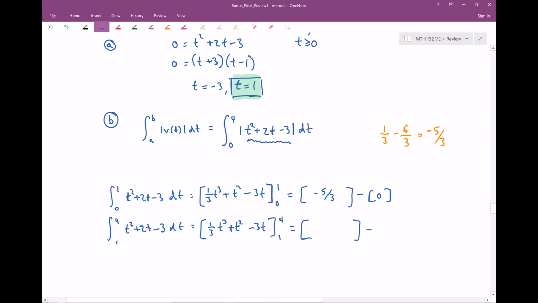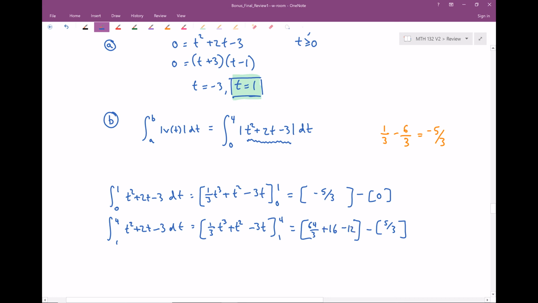Then I'm going to subtract away when I plug in 1. We already identified that when I plug in 1, I get out negative 5/3. So I'm going to subtract away 5/3 here. All right, now let's plug in 4 and see what we get. 4 cubed is going to be 64. So that's going to be 64/3 plus 16 minus 12.